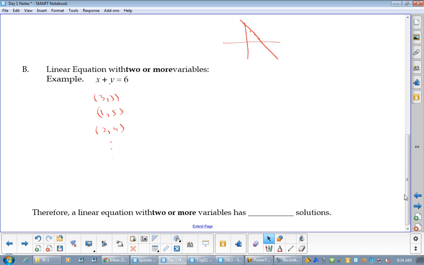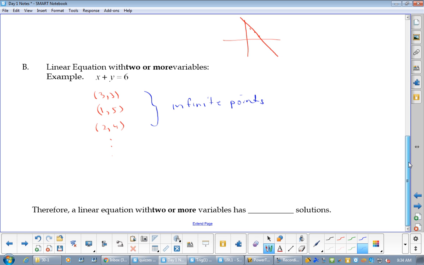Okay, now, therefore, we've got like infinite points. Now, so, therefore, an equation with two or more variables has infinite solutions, right?